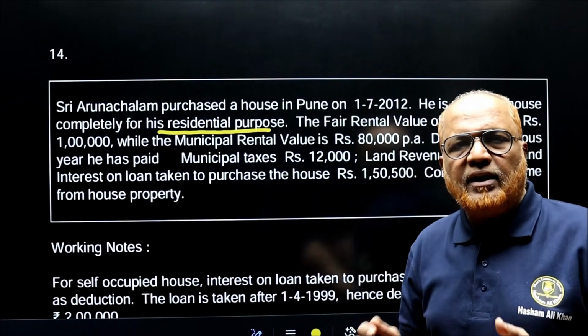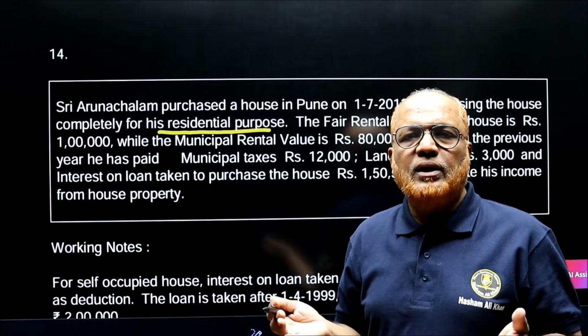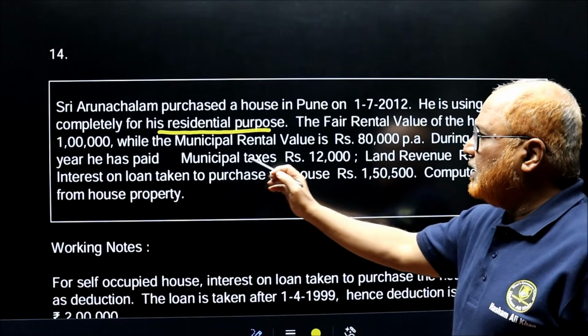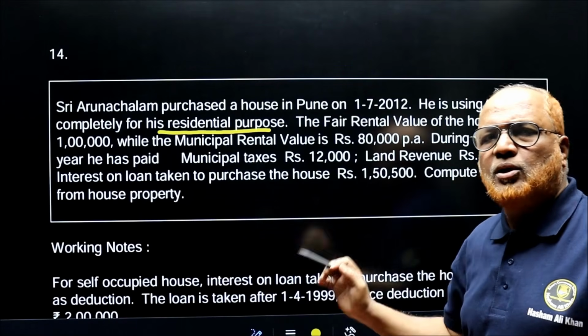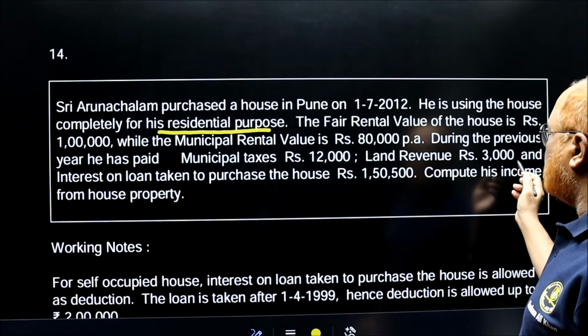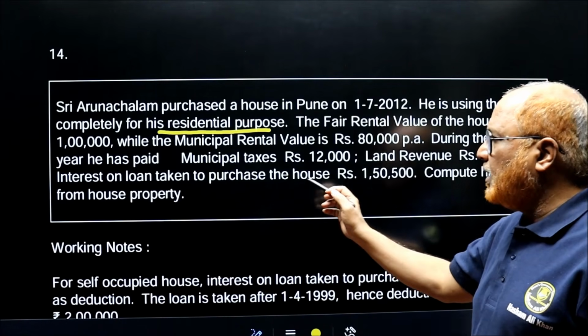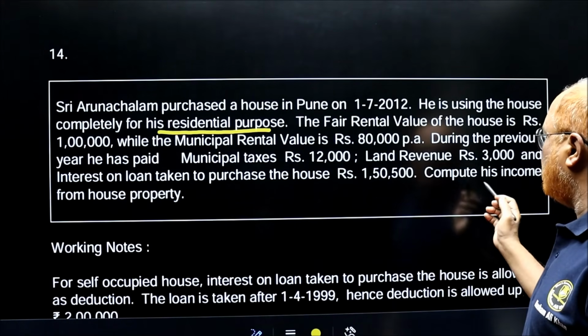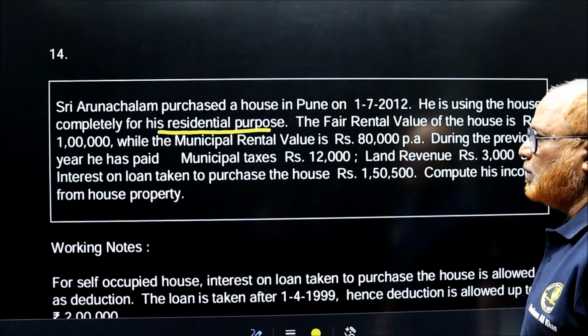So when NAV itself is nil, there is no need of MRV, FRV. Then during the year he paid municipal taxes, ignore. We don't require municipal taxes. And land revenue 3,000, ignore. And interest on loan taken to purchase the house 1,50,500. Compute his income from house property.